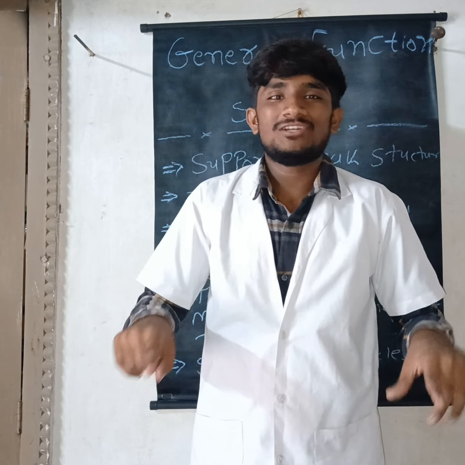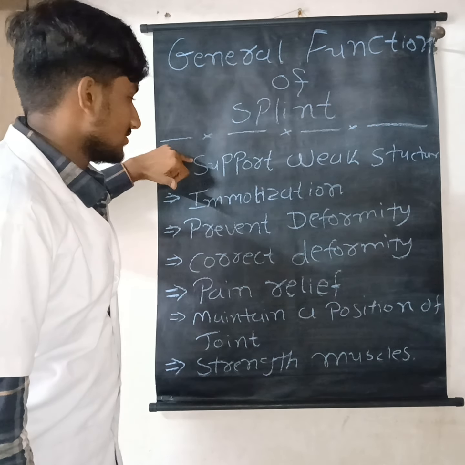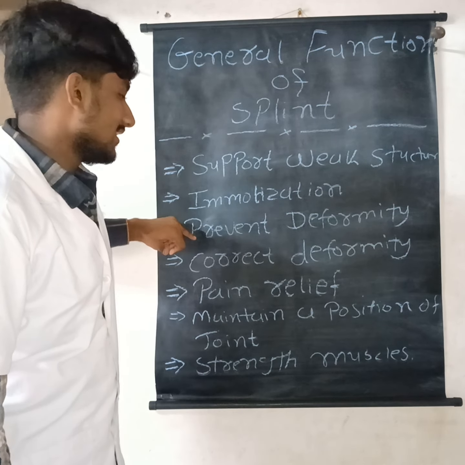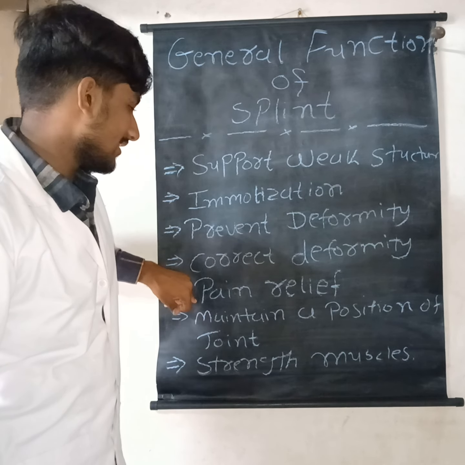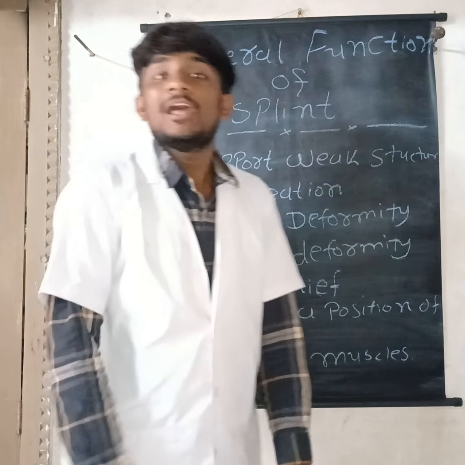The splint has many functions. We already said that the splint supports the weak structure, immobilization, prevention and correction of the deformity, pain relief, maintaining the position of the joint and strengthening of the muscle. Now we see the classification of the splint.